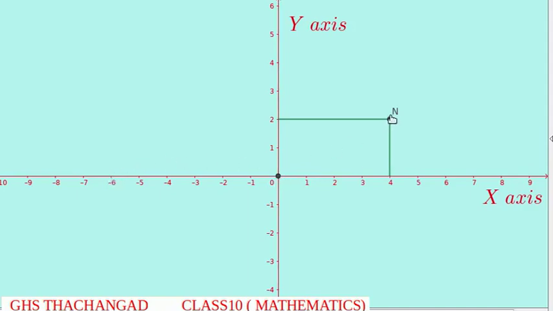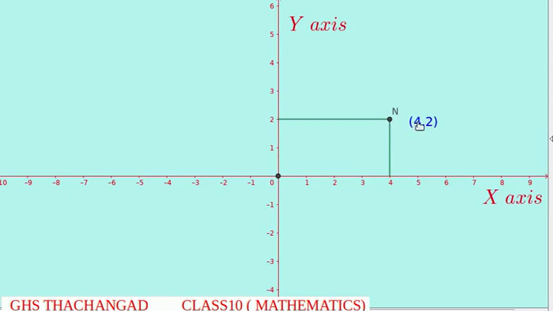How will you locate N? The position of N is 4 units right and 2 units upside. This we can mark like this: (4, 2). This (4, 2) is called the coordinates of the point N. Remember the coordinates of the point N.